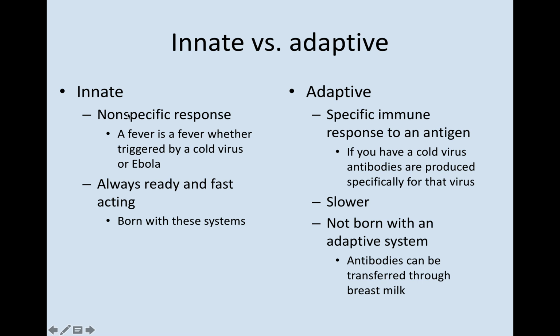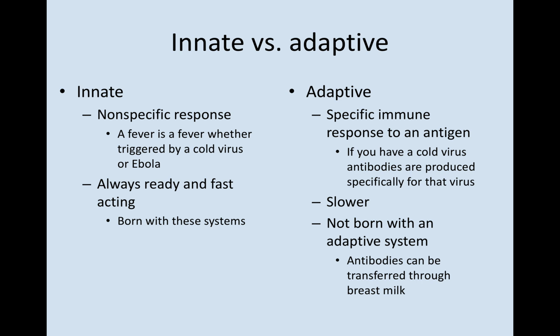So just to recap, the innate is a non-specific response. Part of that system is triggered whether it's by a cold virus or Ebola, so in a non-specific fashion. Always fast acting and ready to work. The adaptive, you're going to have a specific response to an antigen. If you have a cold virus, antibodies are produced specifically for that virus, compared to Ebola, where antibodies are produced specifically for that virus.